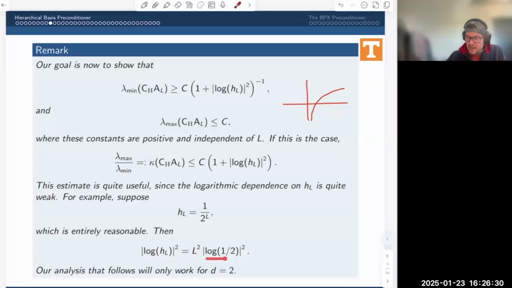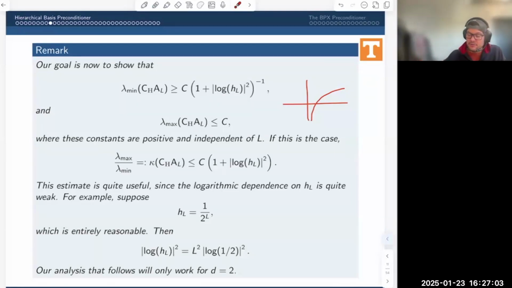And now log of 1/2, that's a number, half is less than 1, so the log is a negative number. I have to take the absolute value and square it. But that's a fixed number, which is completely independent of L. So this number here only goes to infinity as L squared, which isn't too bad because remember, L is like the number of levels that I have in my mesh. So I may only have 5 levels or 6 levels, or at worst, let's say 10 levels.